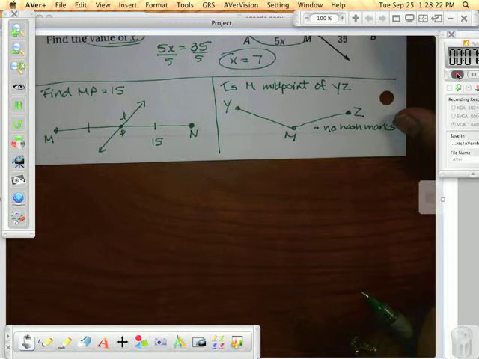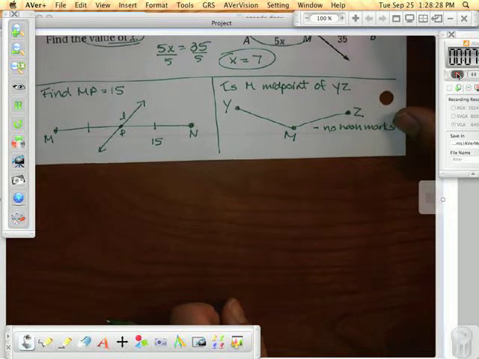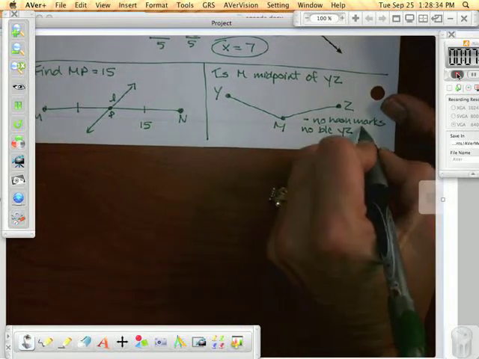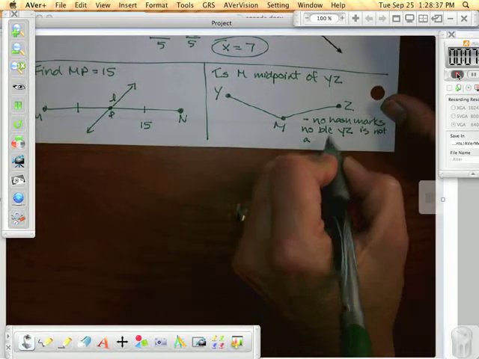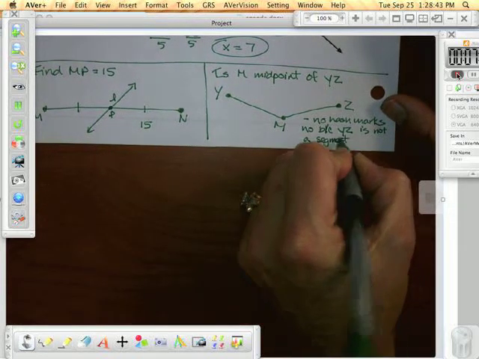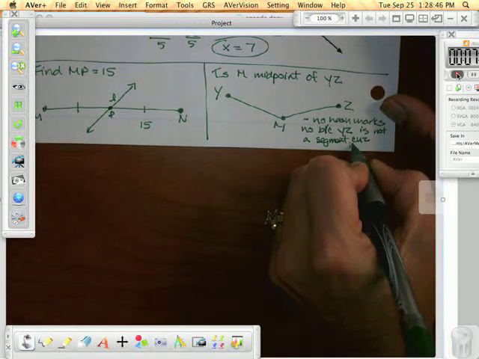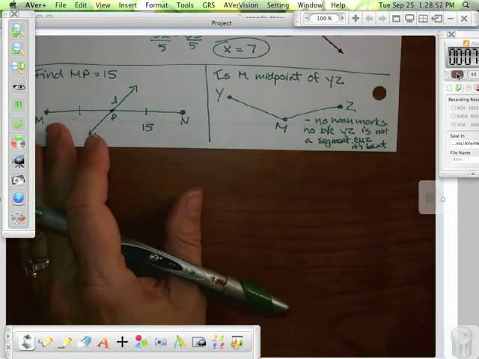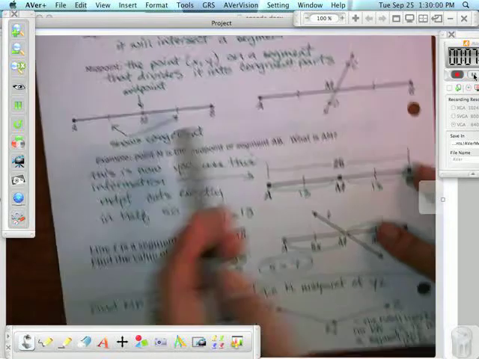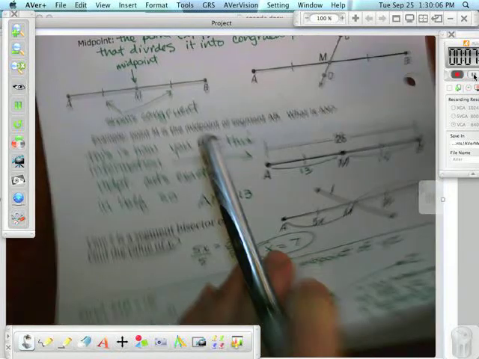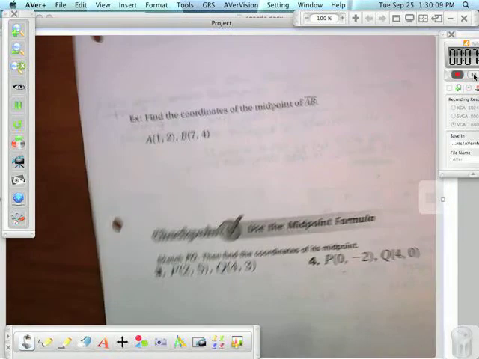And the other problem is, is YZ a segment? No. It's not. No, because YZ is not a segment. How's this for good geometric words? Because it's bent. Because it's bent. It's not a segment. Okay? That's how I see it. You're going to be determining maybe the midpoint and using a segment to figure out how long each piece is. Or you're going to be calculating the midpoint from the midpoint formula.